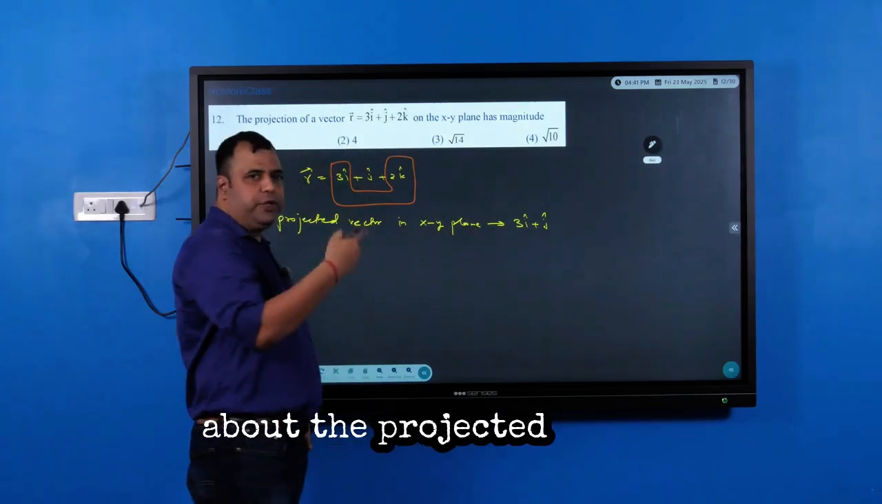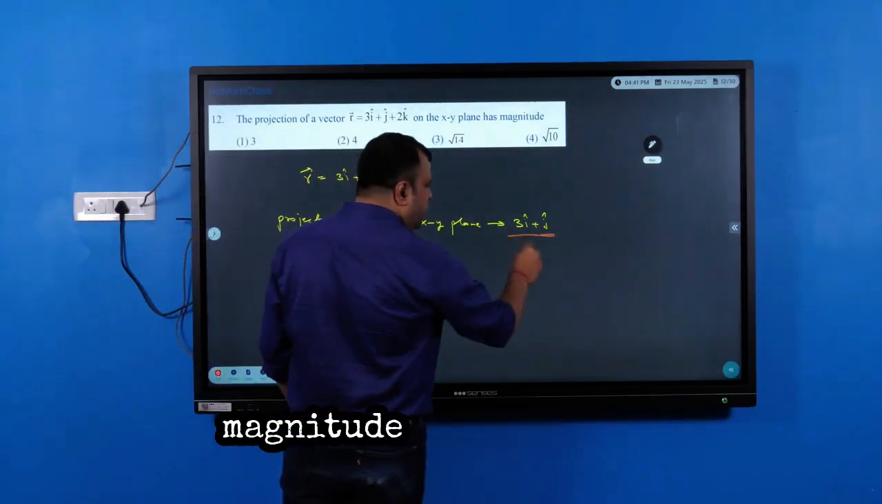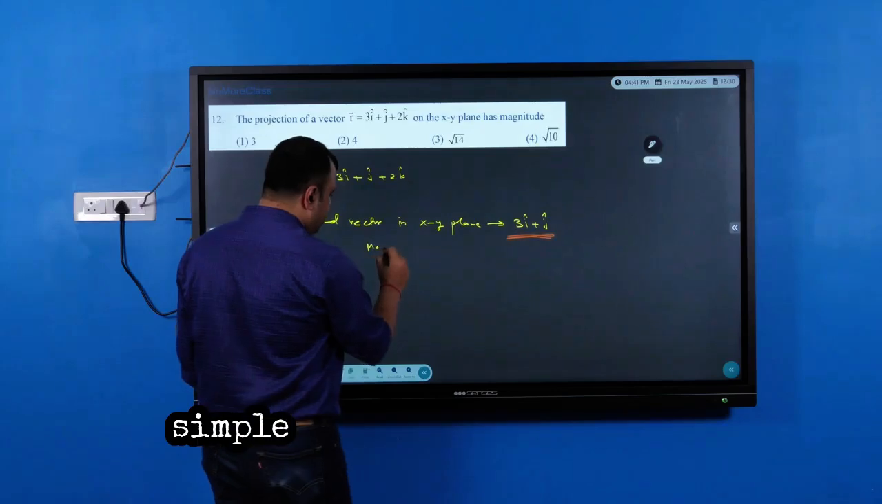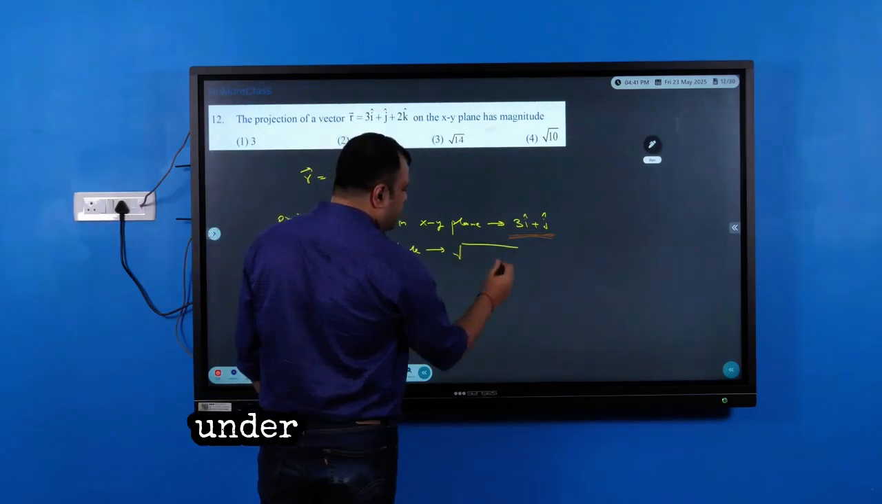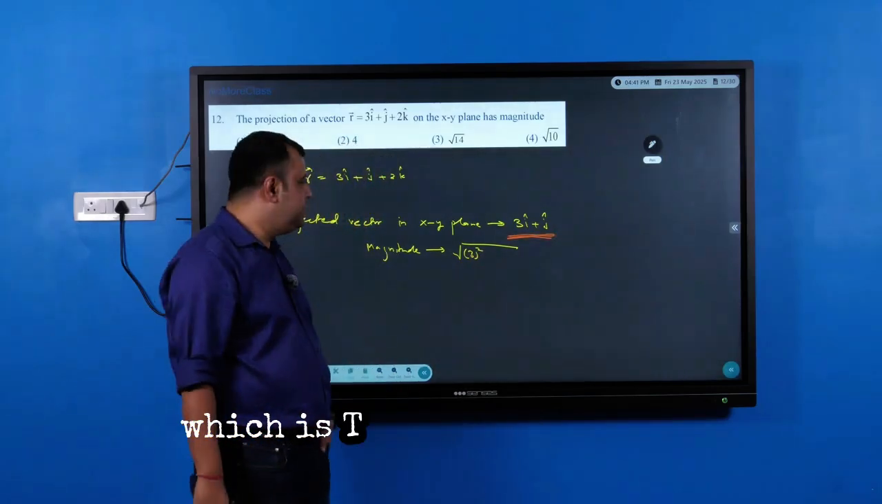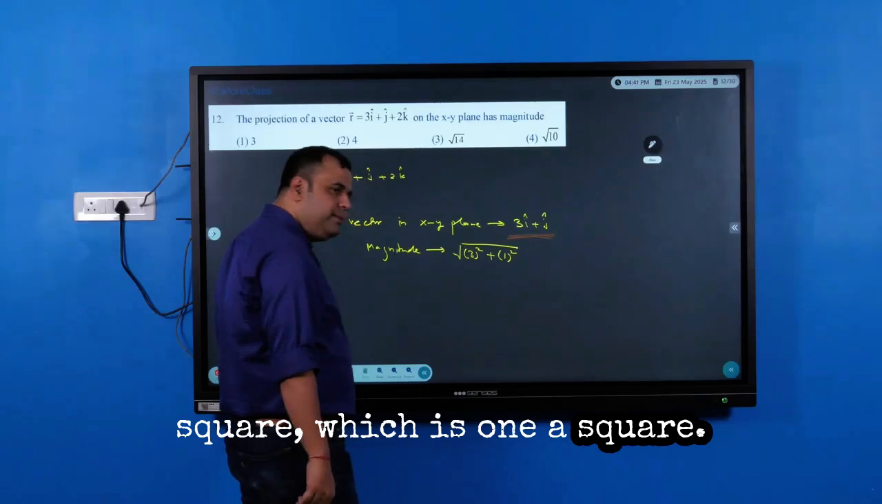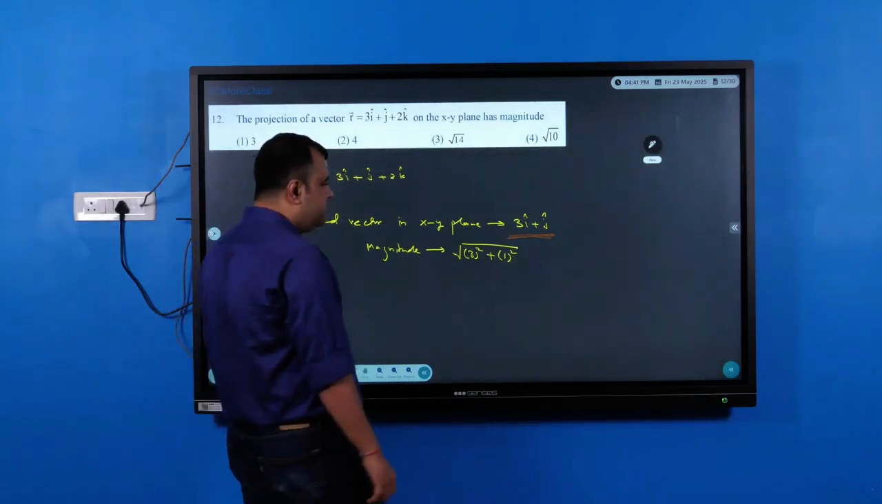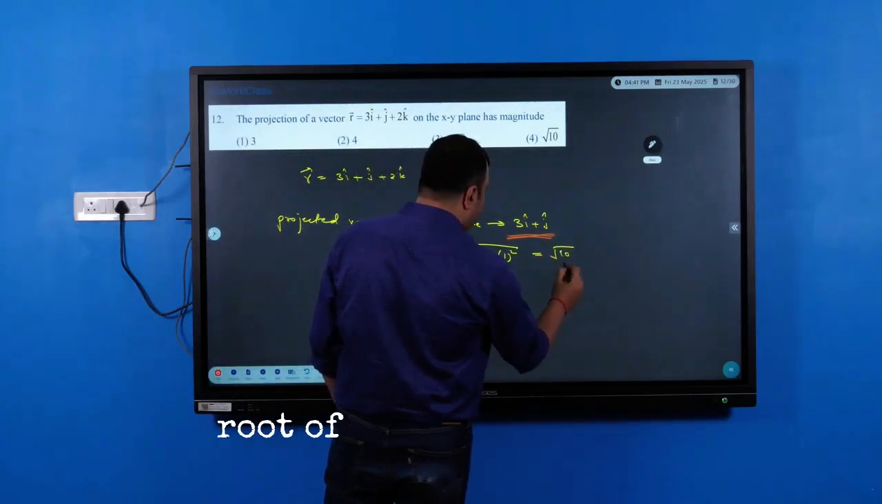But they're not asking about the projected vector. They're asking about the magnitude of this vector. And how do we calculate the magnitude? Pretty simple. Magnitude is basically the square root of the x component squared, which is 3 squared, plus the y component squared, which is 1 squared. There is no z component.